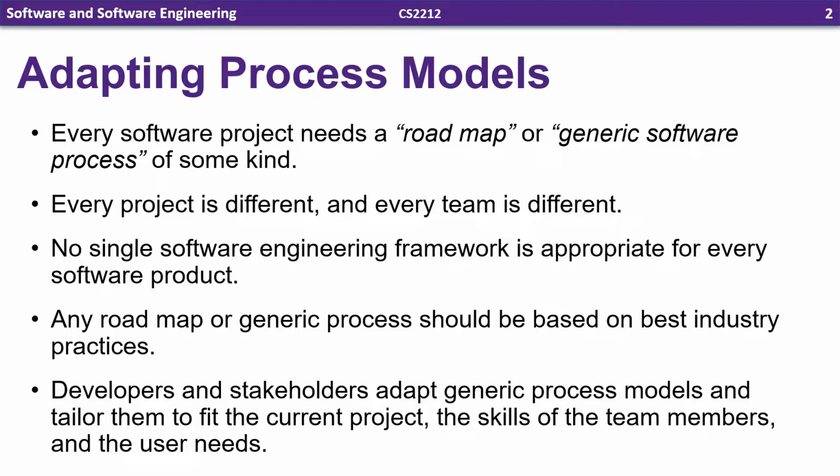As we've talked about, every serious software project needs some sort of generic software process to follow or build on. But every project's a little bit different, and every team's a little bit different. Every organization has its own goals and objectives and ways of doing things. So no single software process or software engineering framework is going to be appropriate for every single software product or every single team. Any software process is going to have to be adapted to the needs of the developers and stakeholders and tailored to fit the current project and its team members and the user's needs.